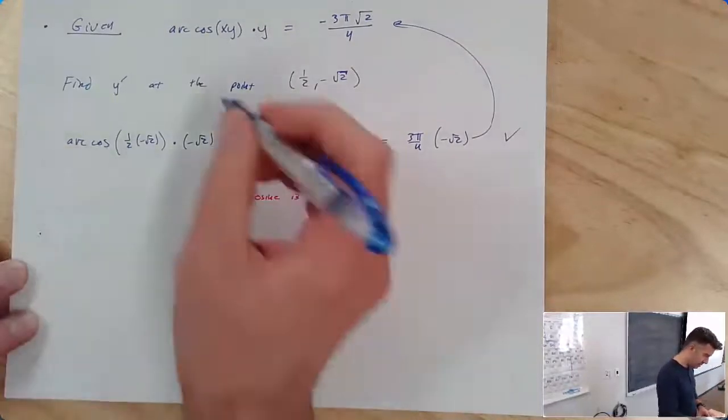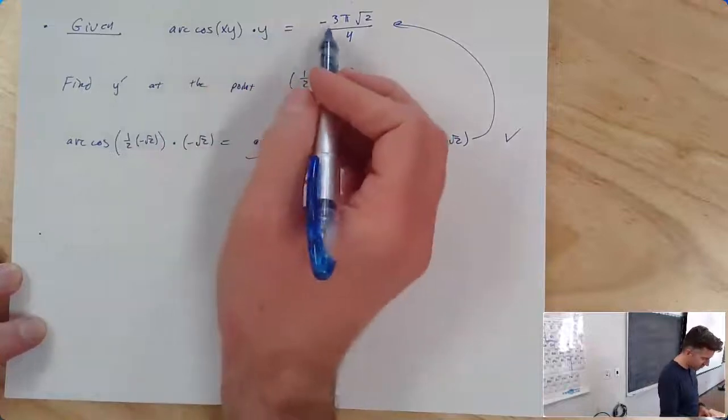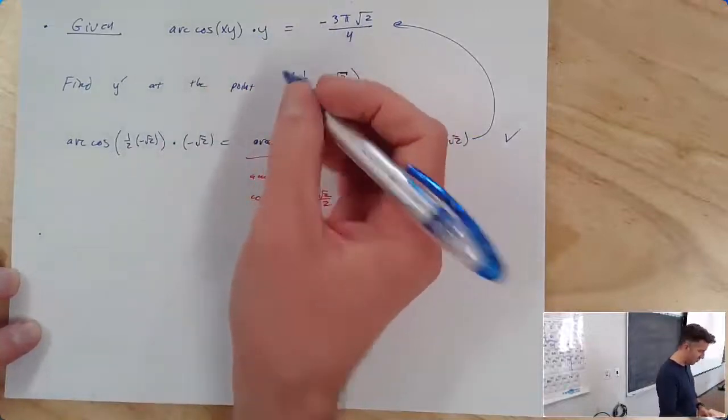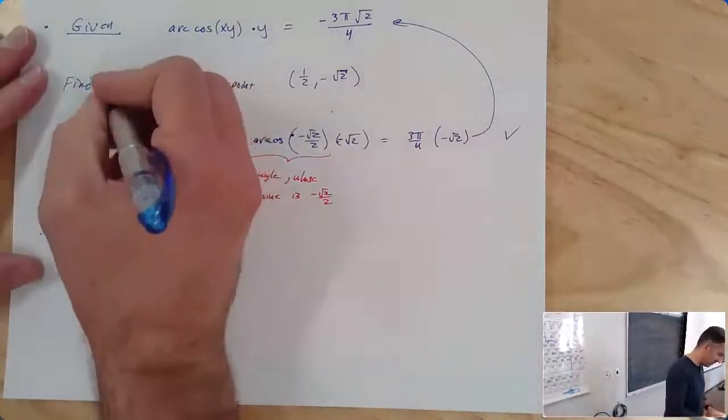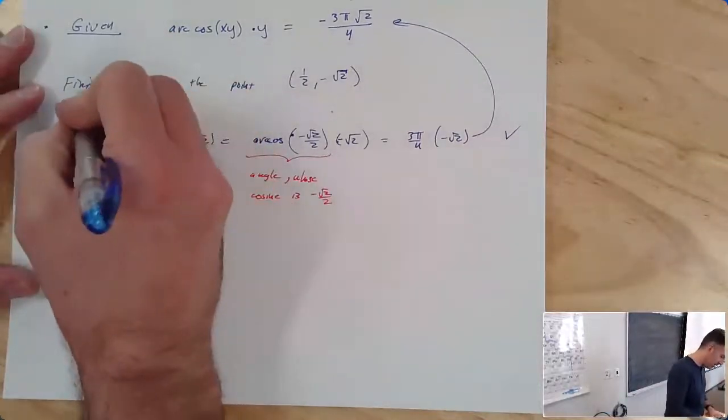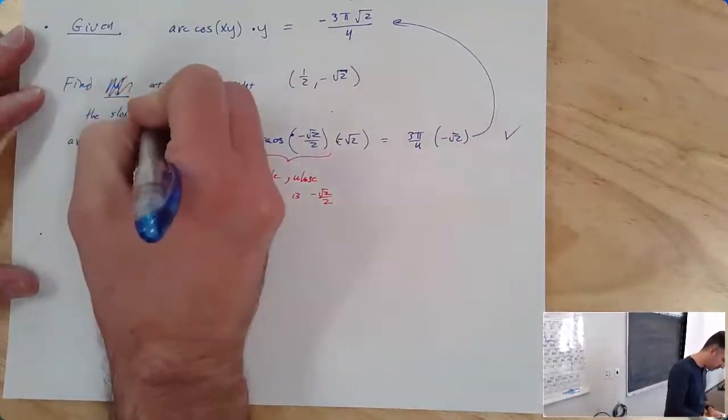We had this equation, arc cosine of xy times y equals negative 3 pi root 2 over 4. And we're trying to find y prime, or someone might phrase this as, instead of writing y prime, find the slope of the tangent line.